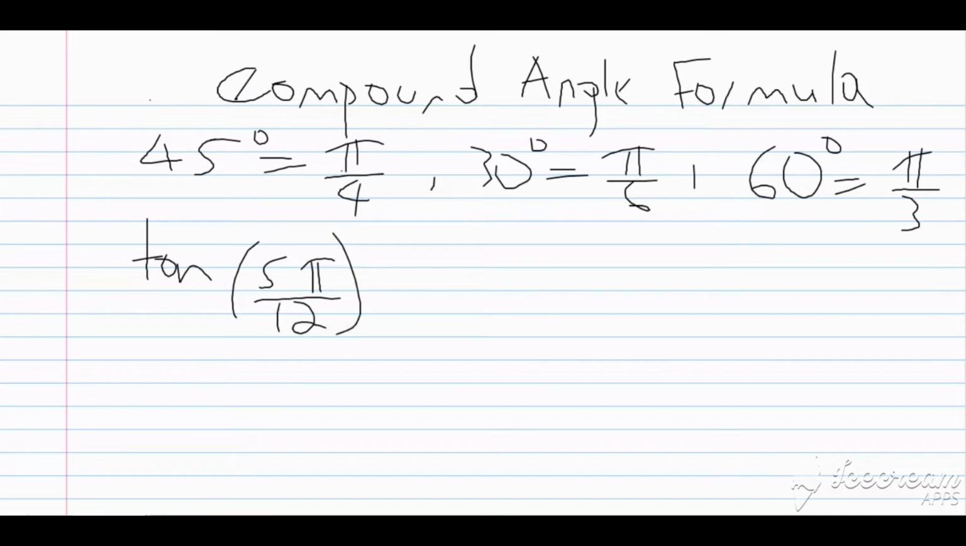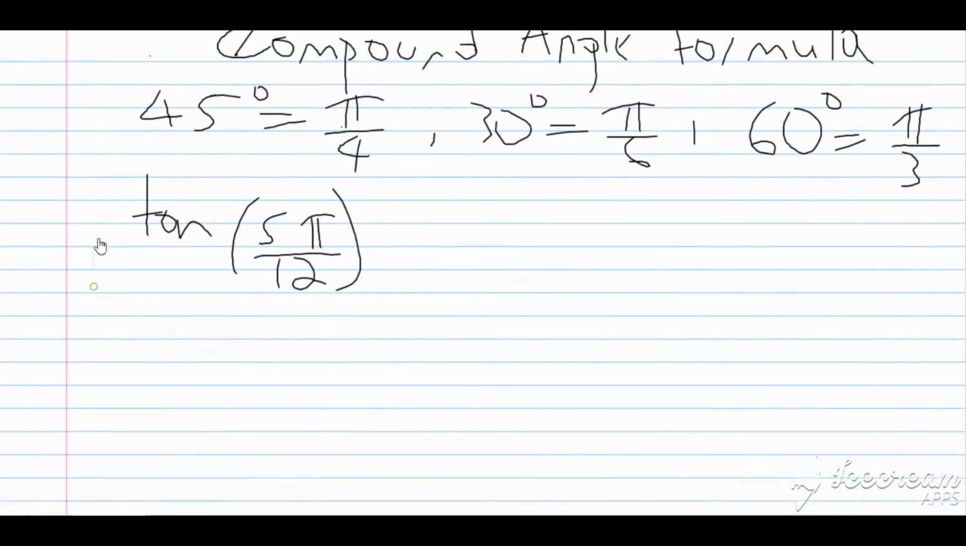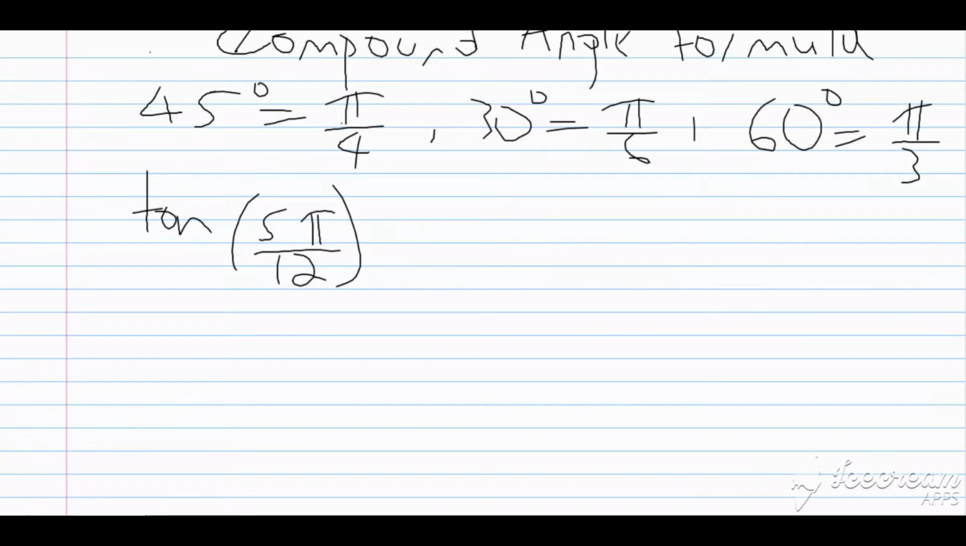All right, now right away you guys might not exactly know what angle this is in degrees, and I did give you a special and easy way to find out what angle it is. All you have to do is use your calculator and replace the pi with 180. If you replace the pi with 180, you're gonna find out that this is 75 degrees. Now look at those special angles. Are there any angles there I can combine to get 75 degrees? We could combine 45 degrees and we could combine 30 degrees.